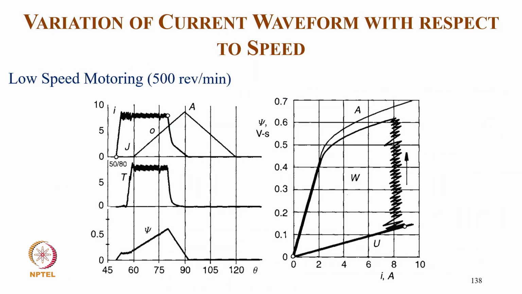And this is the low speed operation at 500 rpm, how it looks. Then you excite a little before, and current is established and quenched, and then you can see the torque profile. Torque starts only when the current starts rising with inductance and then the flux.